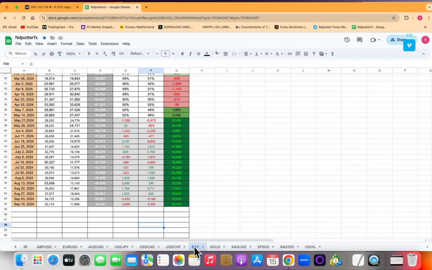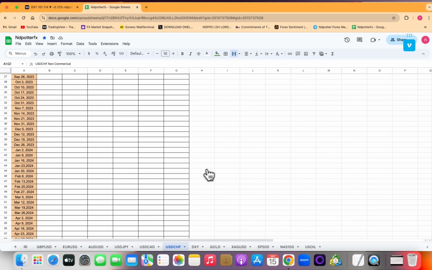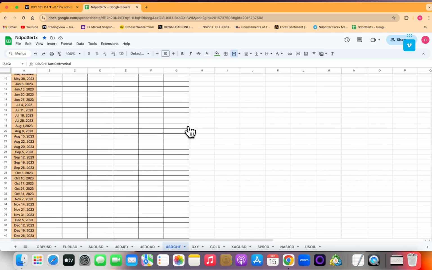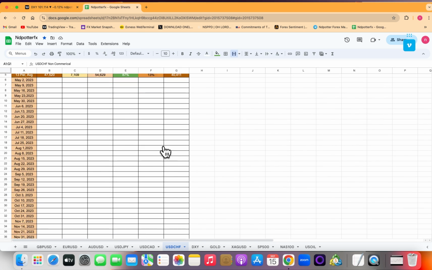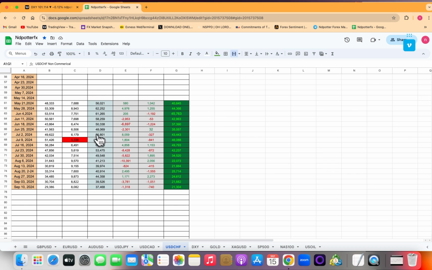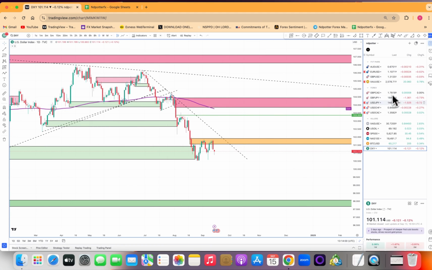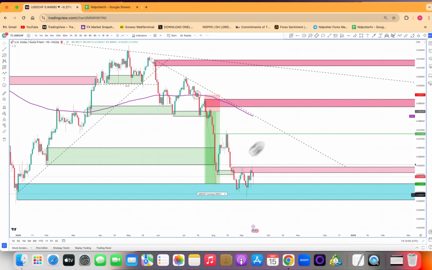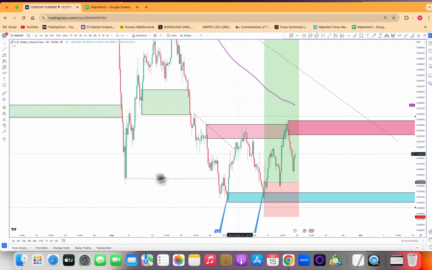Because me, I trade DSY. I actually took a trade on DSY and as well on USD CHF. As you can see, I don't really trade USD CHF much, so I recently started adding the data to my spreadsheet, and looking at here, you will see that the institutions have been adding on their short and taking profit on their long. So I took a trade here. Let me quickly look at it. I took a trade here somewhere around here, which I took based on the 4 hours.